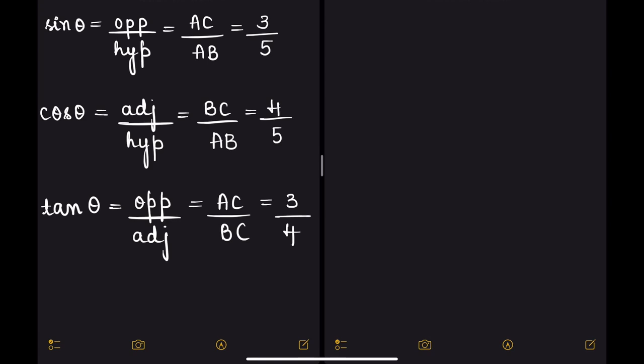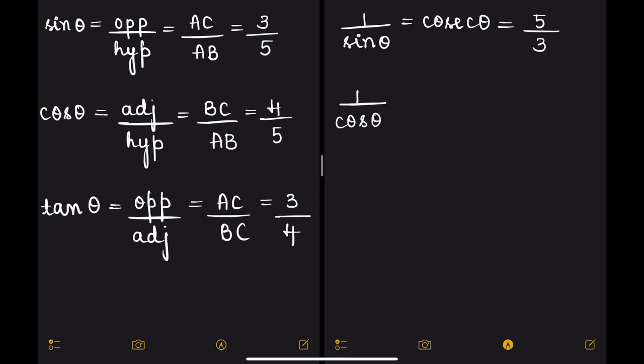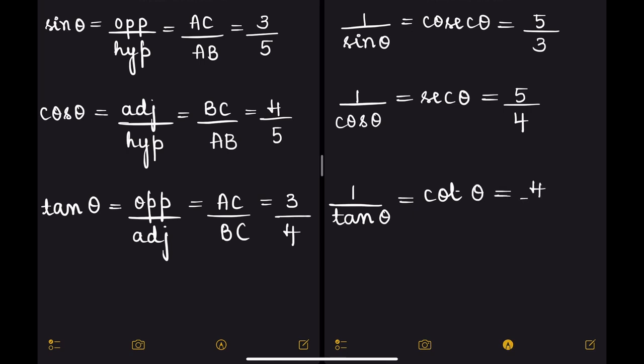Now, if we take the reciprocal of these ratios, we have 1 by sine theta, which is nothing but cosecant theta. That will be equal to 5 by 3. 1 by cos theta is nothing but secant theta, and that will be equal to 5 by 4. And 1 by tan theta is defined as cot theta, and that will be equal to 4 by 3.